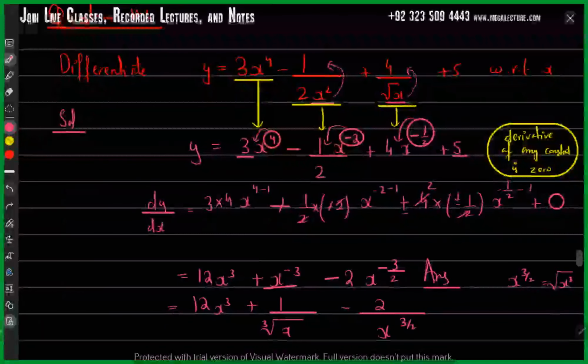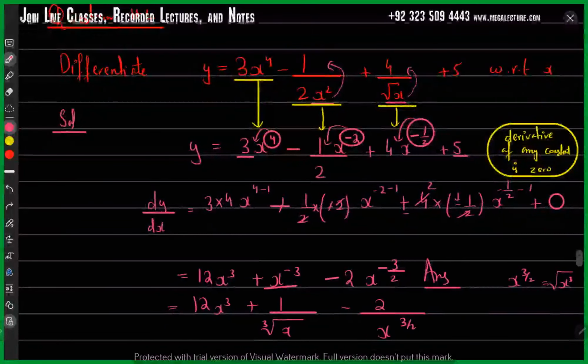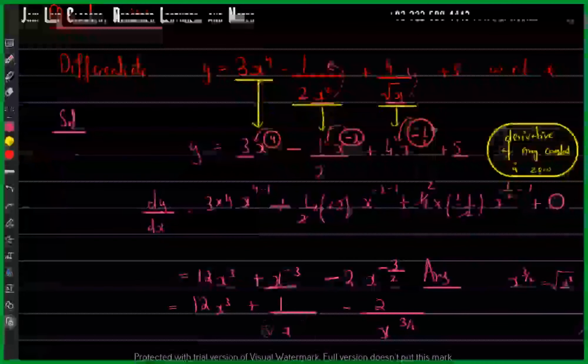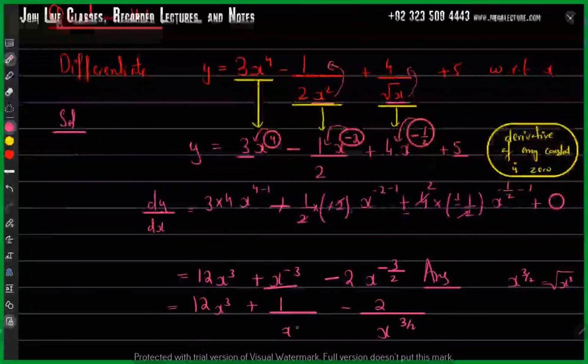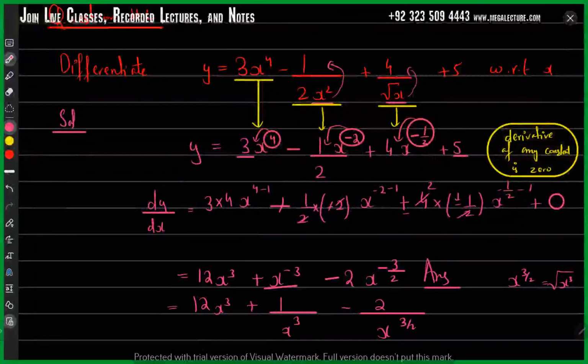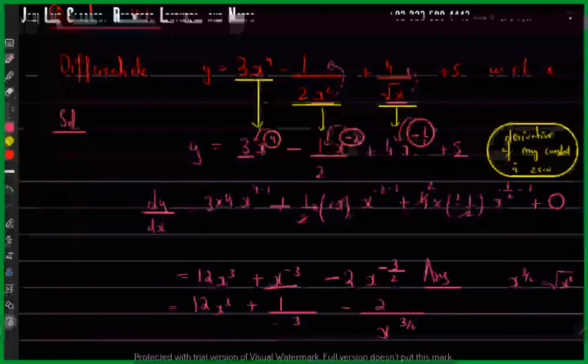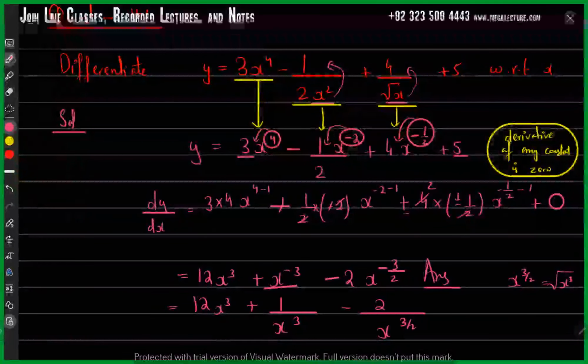How did x to the power of minus 3 become that thing? Yes, you're right. You're right. Very good. Thank you. Certainly, it's not minus 1 by 3. Very well done. Yes, it's x cubed. This is correct. Okay.